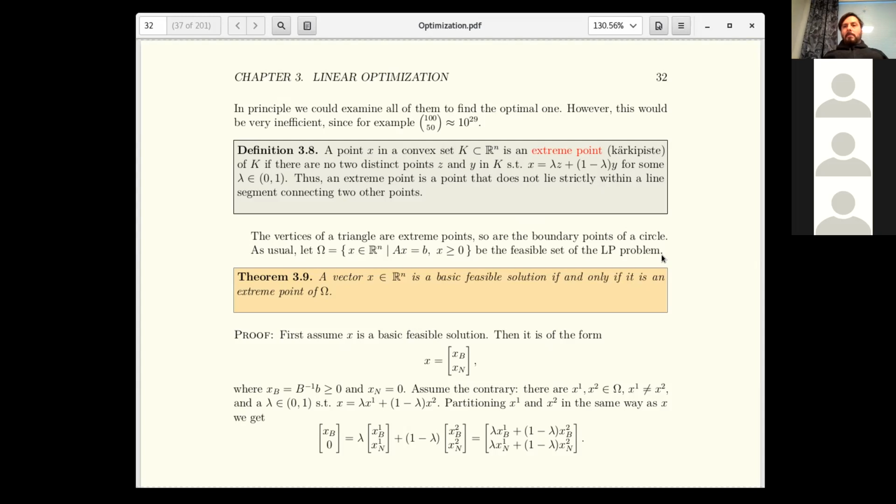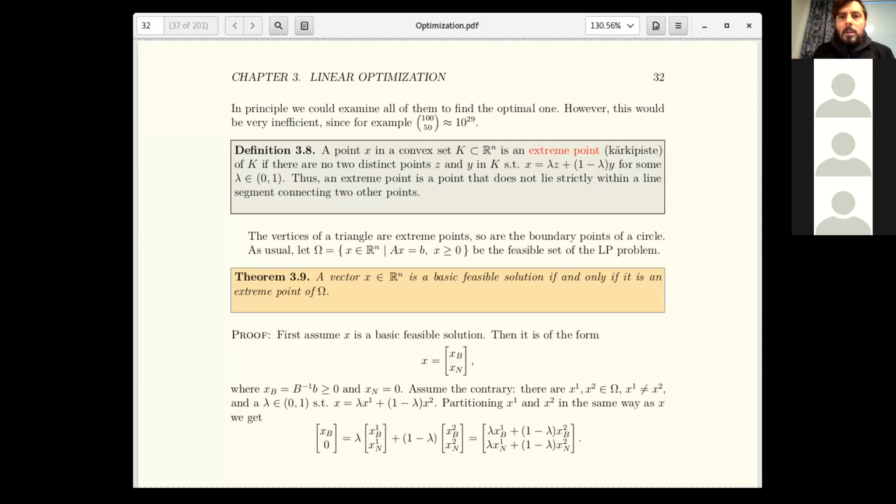Here's another theorem that we can look at. An extreme point is a point that cannot be formed as a convex combination of any points of the set. And then theorem 3.9 says that the basic feasible solutions are exactly the extreme points of this set, omega.